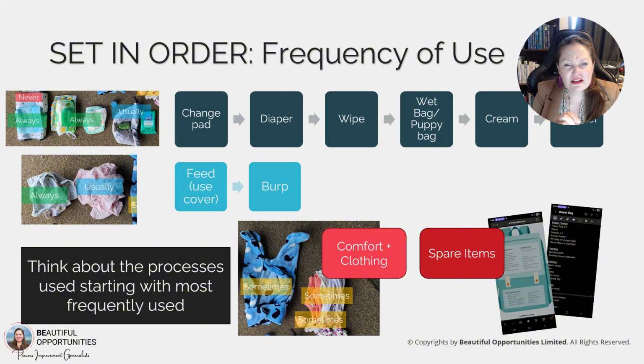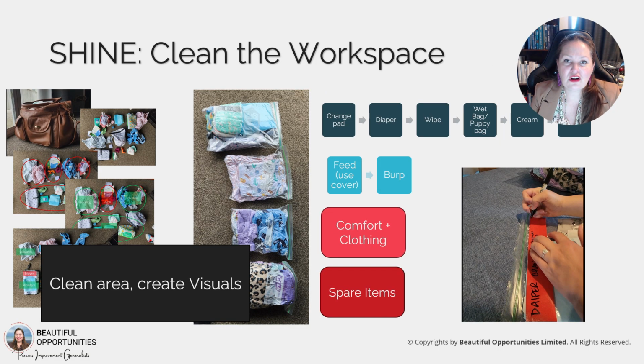So these are the processes that I'm going to go through. So this is what you do. You identify those processes, and now I've put these items in order of when I use them. Next, we're going to clean the workspace. So I've identified these four different processes. And to keep this clean and labeled, what I've done is I've put them each into a Ziploc bag.